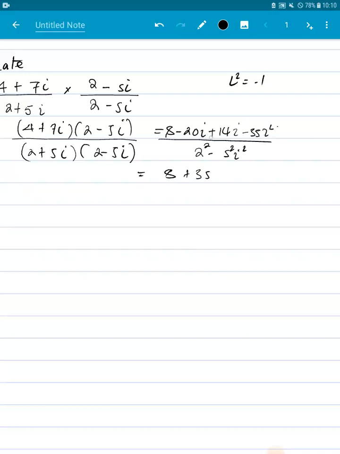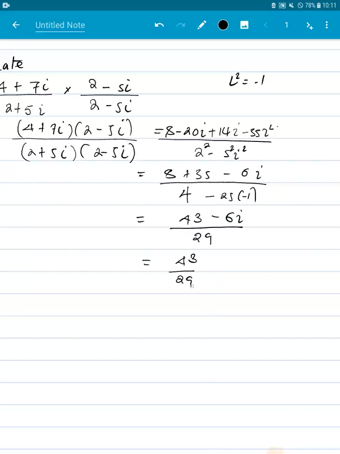Then here we get negative 6i over, this is 4, and we get negative 25i squared, of course, that is negative 1, so we get negative 1 there. So what we have there is 43 minus 6i over 29, which can now be simplified as this, minus 6i over 29.